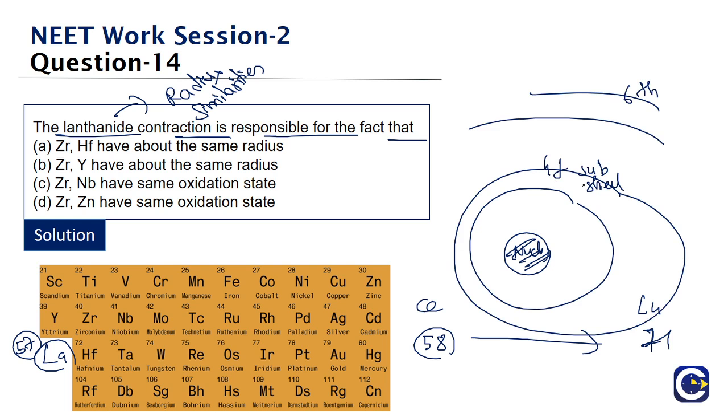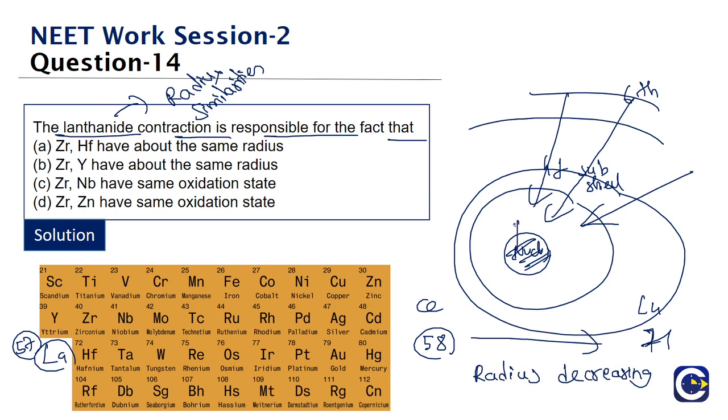The poor shielding effect of the 4f subshell electrons will mean that the 6th orbit will come under higher or greater nuclear influence. As a result of it, we call this phenomenon the lanthanide contraction. When we move across the lanthanide series, we will see that both the atomic radius as well as ionic radius will be decreasing. Nuclear charge is increasing because atomic number is increasing. We are adding electrons into the 4f subshell, but 4f subshell electrons are poor shielding.